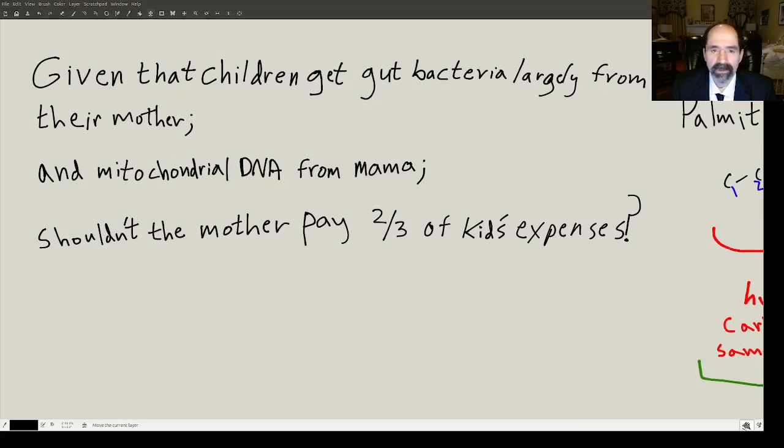This is just a little bit of applied knowledge. If you look at the fact that a child gets most of its gut bacteria initially from the mother, and children get their mitochondrial DNA from the mother, the question arises, shouldn't the mother then be responsible for 2/3 of the kid's expenses? She's got more than 50% of the kid's DNA.